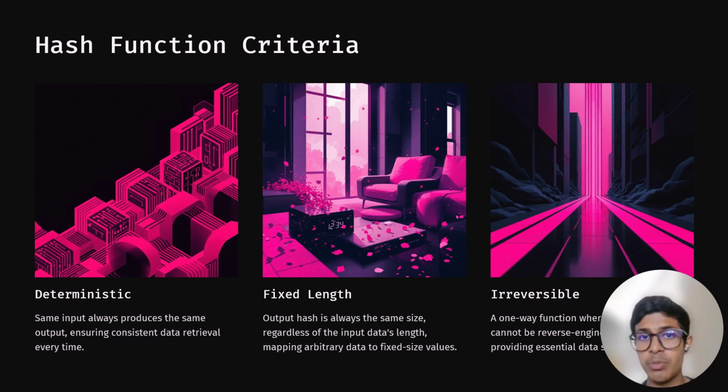The third pillar of a robust hash function is that it must be irreversible. In computer science, we often refer to this as a one-way function. This means that while it's computationally simple to turn an input into a hash value, it is practically impossible to reverse engineer that hash value back into the original value. This property is what transforms hashing from a simple organization tool into a vital security asset.